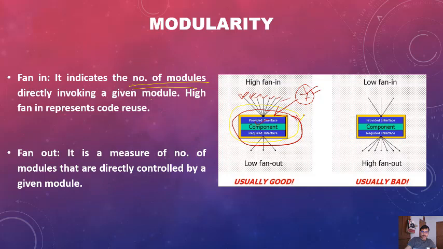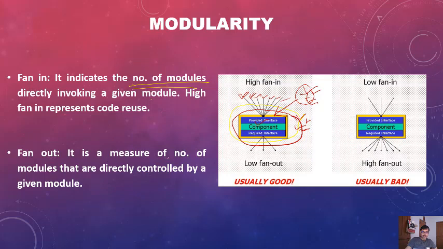High fan in means the number becomes high. High fan in represents code reuse, and that is our target. Our target is to reuse a module multiple times if possible, and if the fan in increases, that is our achievement. The next one is fan out.